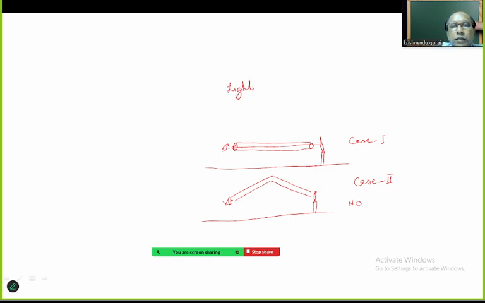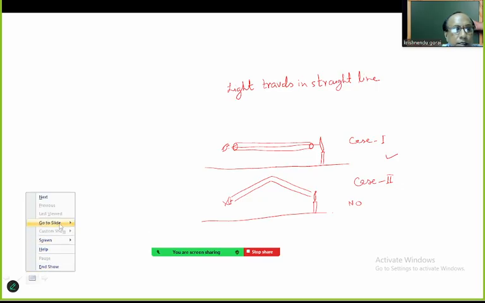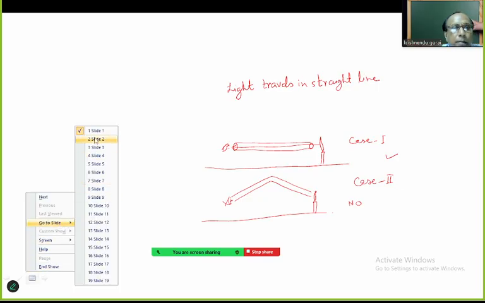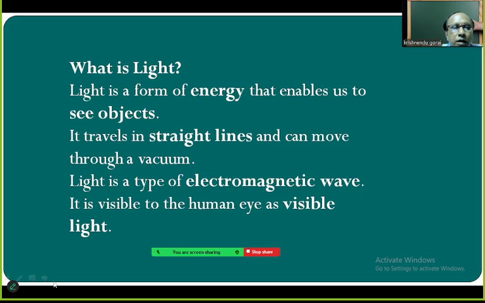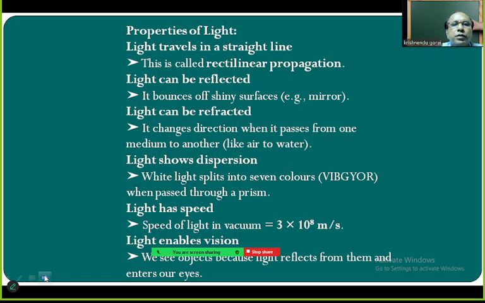Light travels in a straight line. I proved from this that light travels in a straight line. Now going back again, let us see the second slide. Now we'll go to the next slide. Now see this one. These are the properties of light.